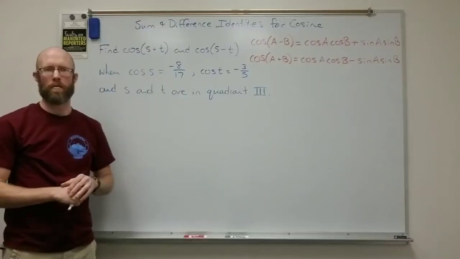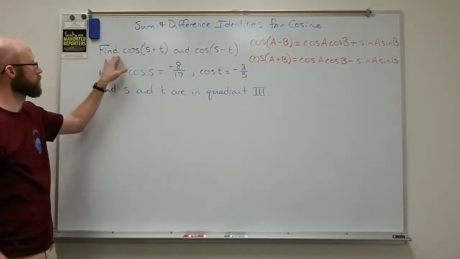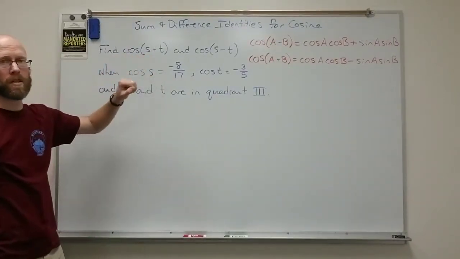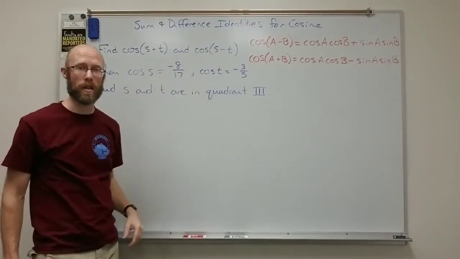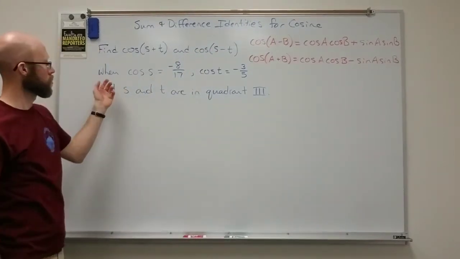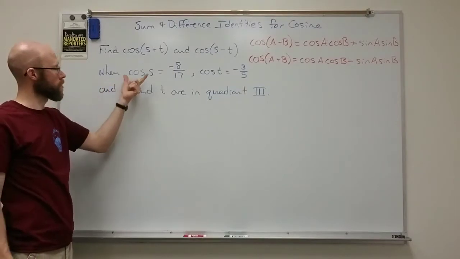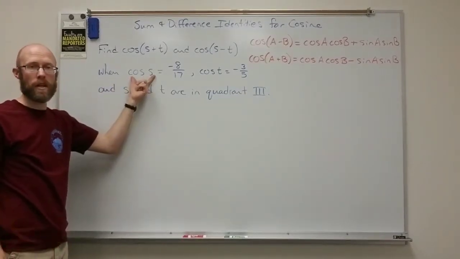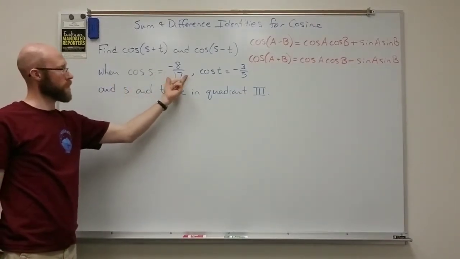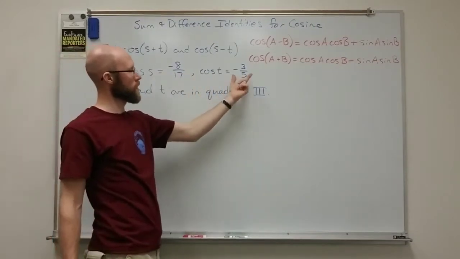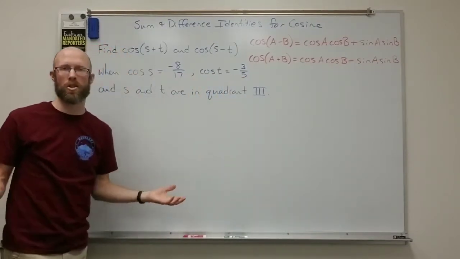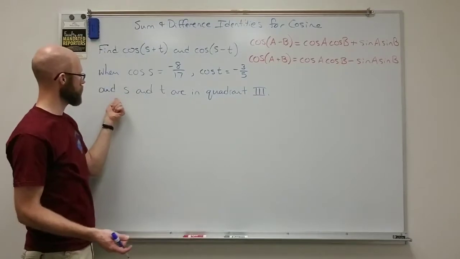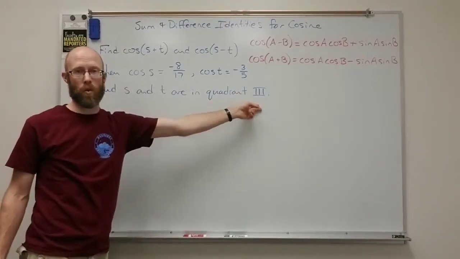For this last example, we're going to find the cosine of s plus t and the cosine of s minus t, knowing two things. First of all, I'm given that the cosine of s is negative 8/17 and the cosine of t is negative 3/5. Now s and t are just two angles, right? And I'm specifying here that those two angles are in the third quadrant.